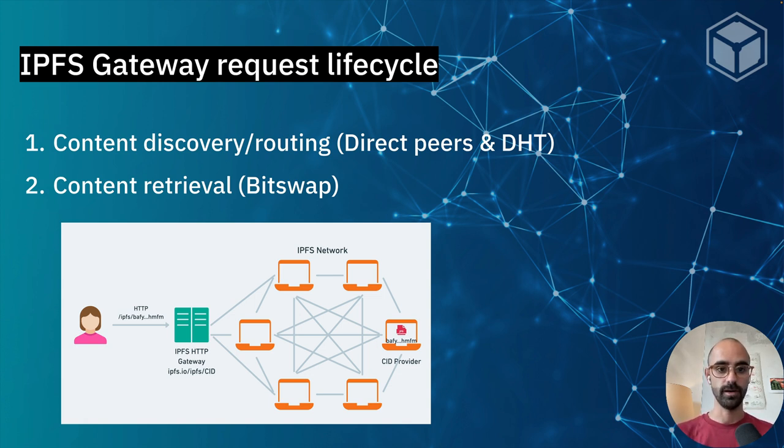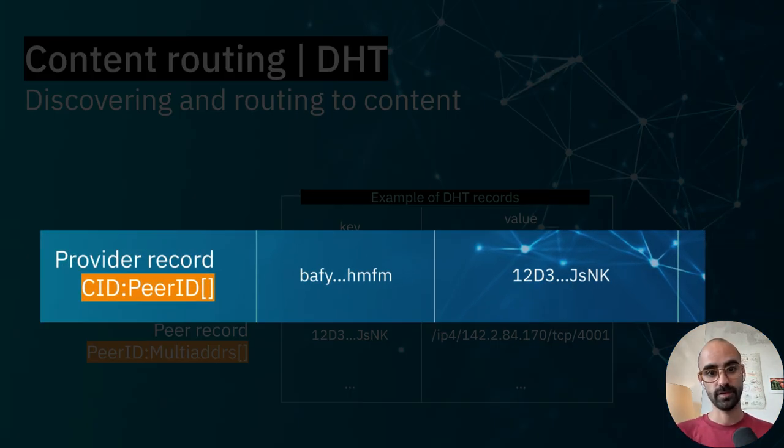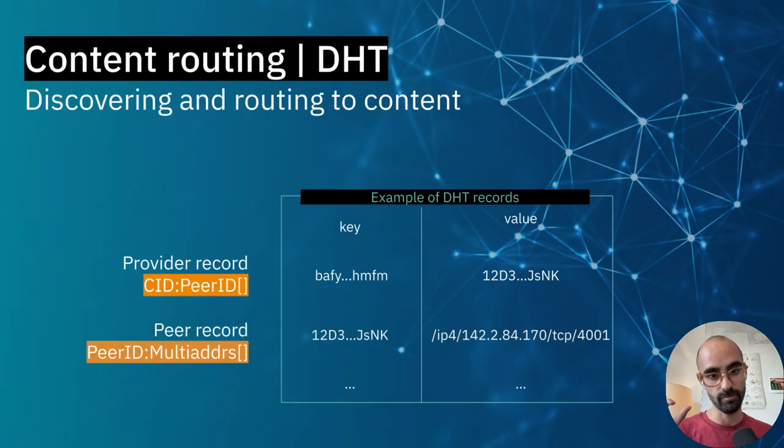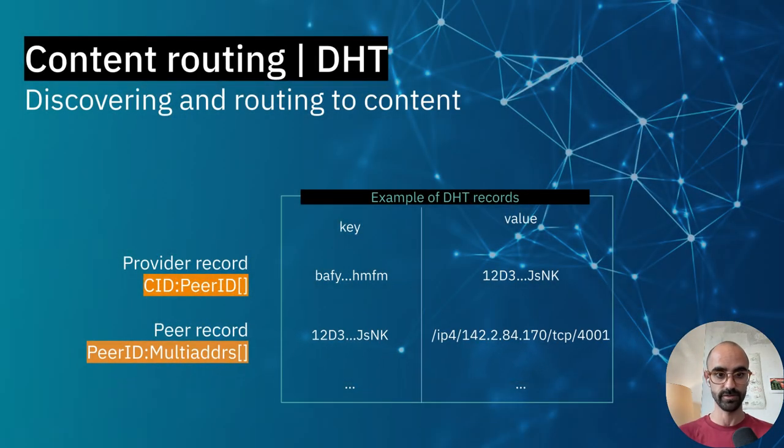In a nutshell, the DHT allows us to do two things. It allows us to go from a CID to peer IDs, and then the second thing is from peers to multiaddrs, to which we can actually establish connections. These are typically known as provider records and peer records.